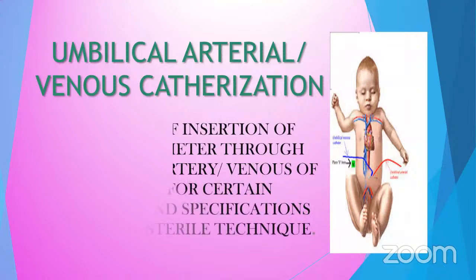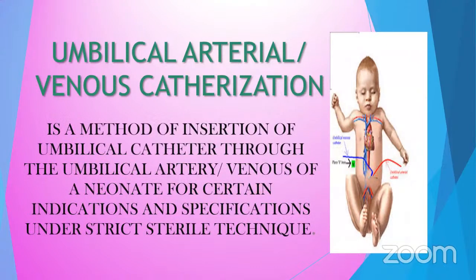Yeah, go ahead. So what is umbilical arterial or venous catheterization? It is a method of insertion of the umbilical catheter through the umbilical artery or vein of the neonate for a certain indication and specification under sterile and strict sterile technique. As what I have said a while ago, in this procedure, we should maintain a strict sterile technique to prevent infection.